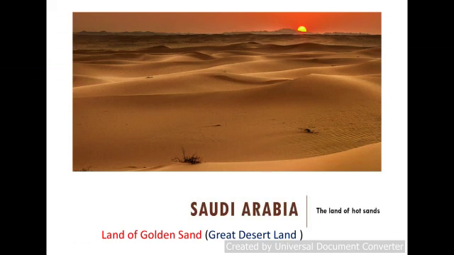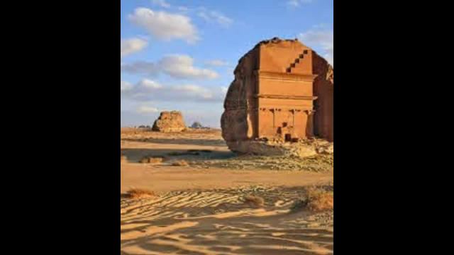Okay, next let's study about Saudi Arabia. I think all of you have heard about Saudi Arabia. It is the land of golden sand or great desert land. Okay, Saudi Arabia, a desert country, is one of the richest Arab countries in the world today.